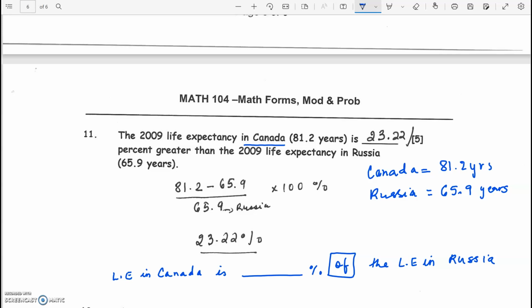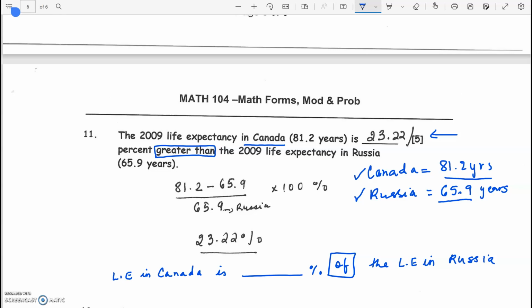So the question here: the life expectancy of Canada is given. It is 81.2 years. The life expectancy of Russia is given, and it's 65.9 years. So what we have here is we have to fill in the blank. The life expectancy in Canada is blank % greater than the life expectancy in Russia.